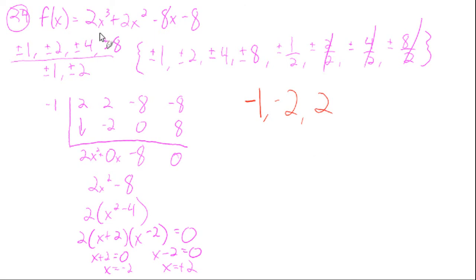It's just having a leading coefficient that has more factors, so we have a longer list of possible rational zeros.